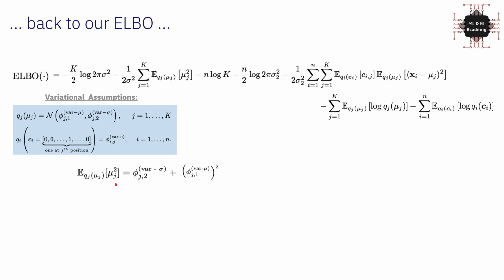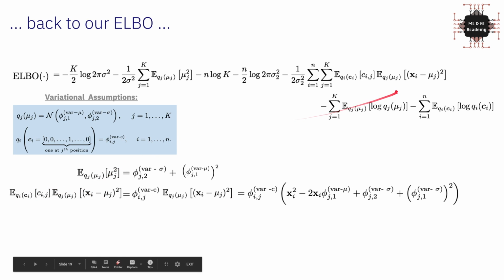Again, it's an exercise for you to do, but it's easy to see. The place where this comes from is the variance. Remember that the variance is nothing but the expected value of the squared minus the mean squared, right? And if you have that equation and you work through it, you will realize that you can write E of Q_j of mu_j squared as phi_j2, which is the variance term from our variational distribution, plus the mean squared.